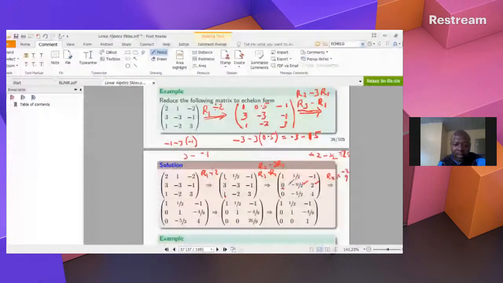What I know is that if I take, let me just erase this first. Let me move it down first.